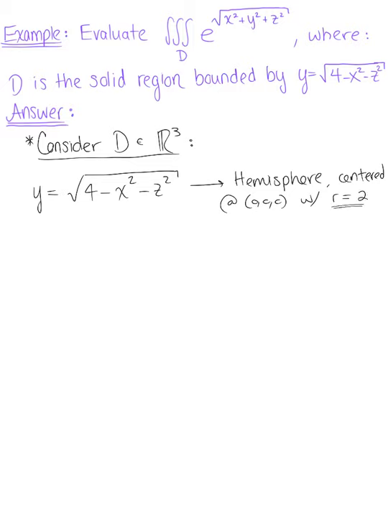So because we have a radius of 2 and we're centered at the origin, we can say that the bounds on rho, which is the radius of our sphere, are from 0 to 2. But we also need to think about the bounds for phi and theta.